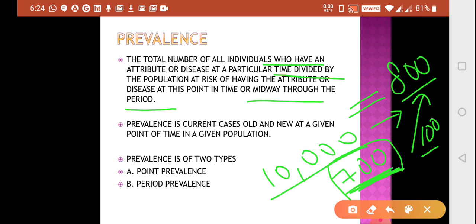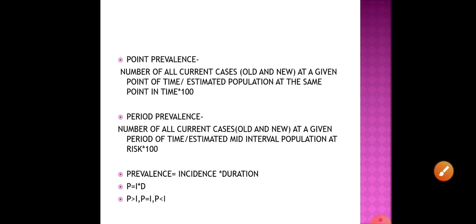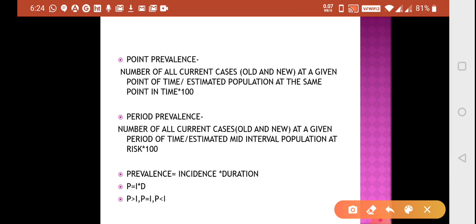So prevalence is old and new cases at a given point of time. So prevalence can be of two types, point prevalence or period prevalence. Point prevalence means all the cases, old or new, at this point of time. Like you went today and found that, at this point of time, that is 1st August 5 pm, the number of diabetic people were this much divided by estimated population at the same point of time multiplied by 100. So that is point prevalence.